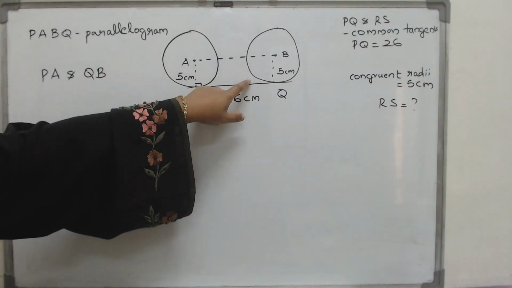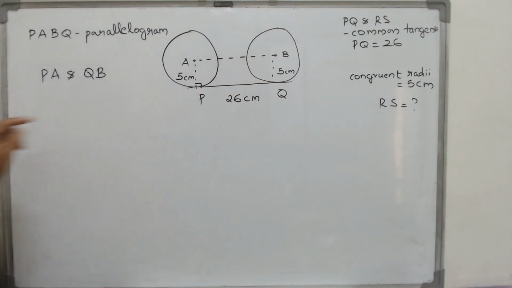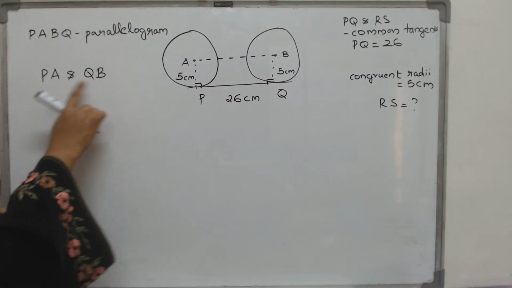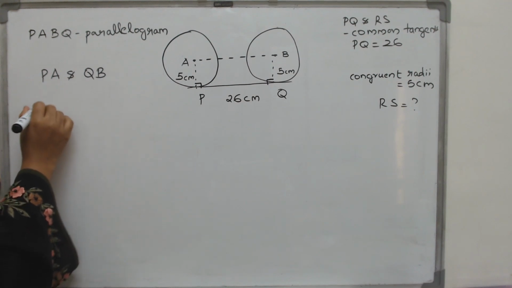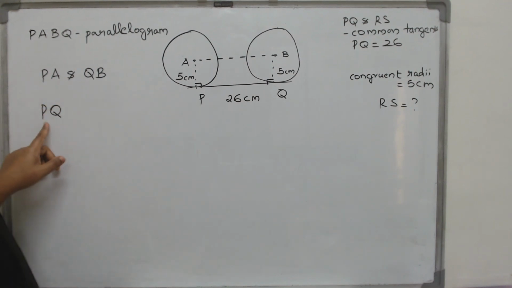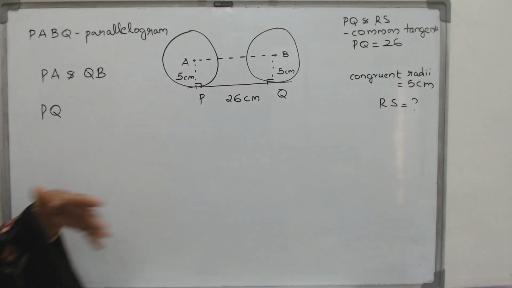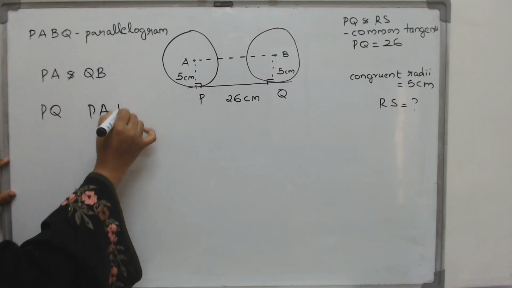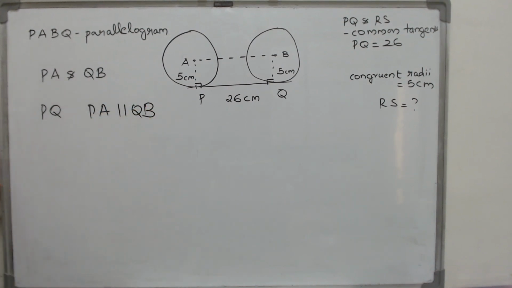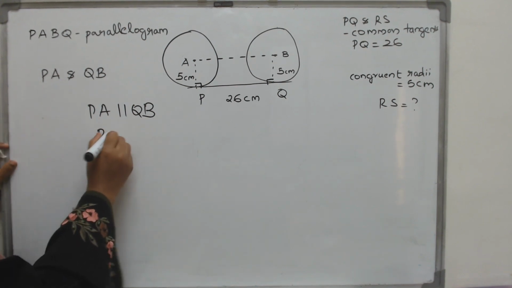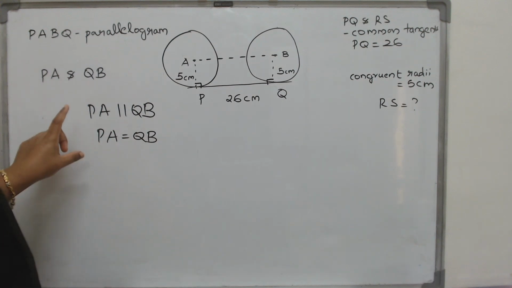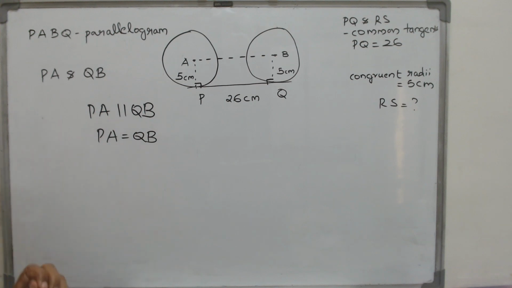Again, if you look at this circle, radius and tangent meet each other at right angle. That means both of these line segments, if you consider PQ as a transversal, you see that they make the same angle. The corresponding angles are equal, which means what? PA and QB are parallel to one another, and PA and QB are also equal to one another. What do we call a quadrilateral whose one pair of sides are equal and parallel to each other? We call it a parallelogram.